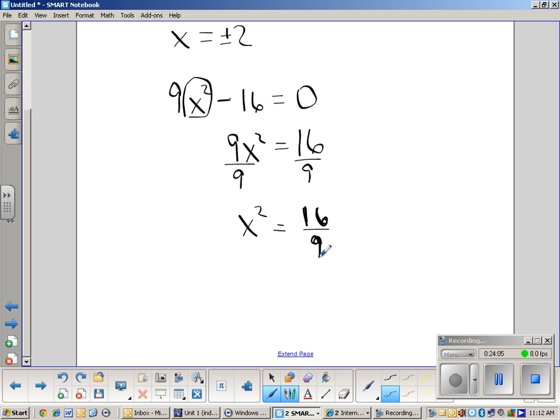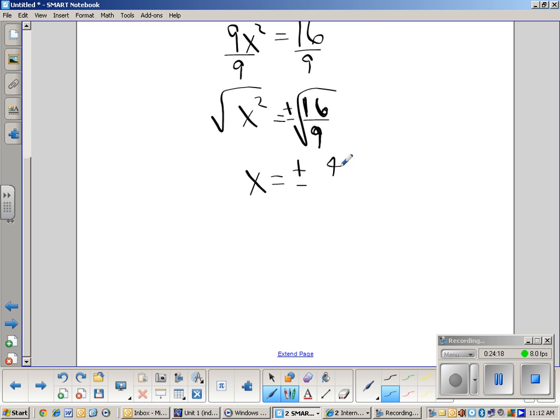So now I'm ready to take the square root of both sides. Remember, when you do that, you have to get a plus and a minus. What's the square root of 16? 4. What's the square root of 9? 3. So my answer is x equals plus or minus 4/3. That means I have two answers there. One number is a positive 4/3, another number is a negative 4/3. Another very, very simple concept. Things you've done before probably, but not necessarily in this context.